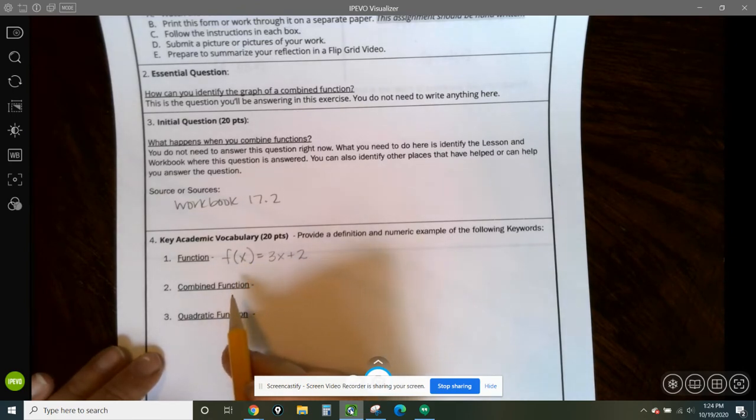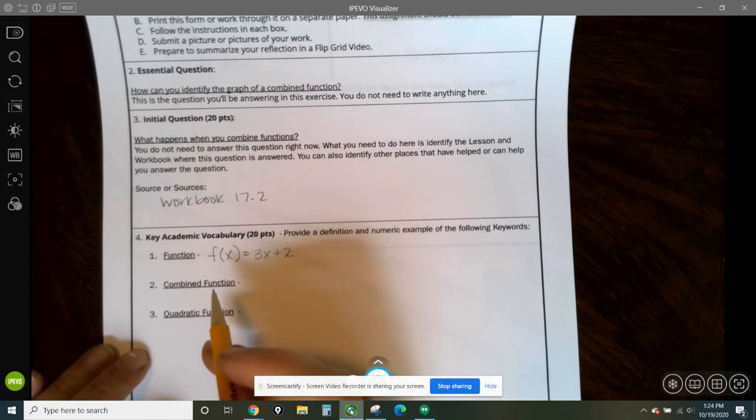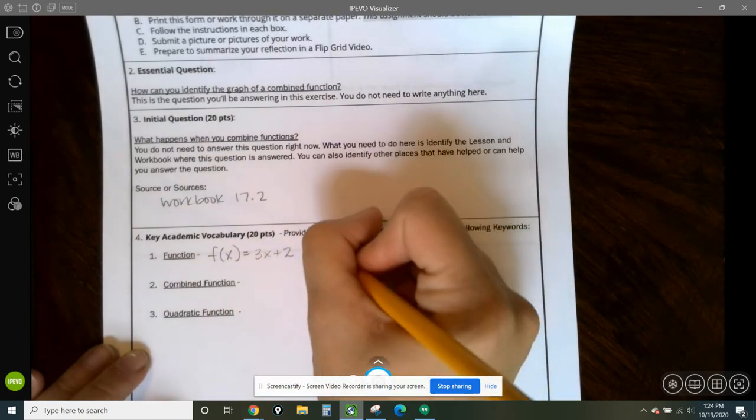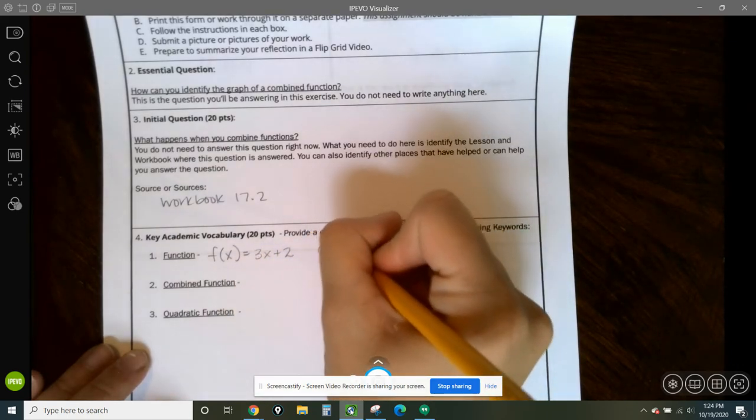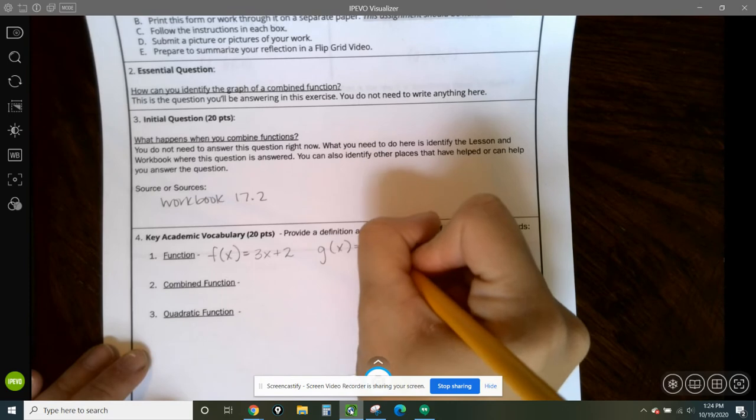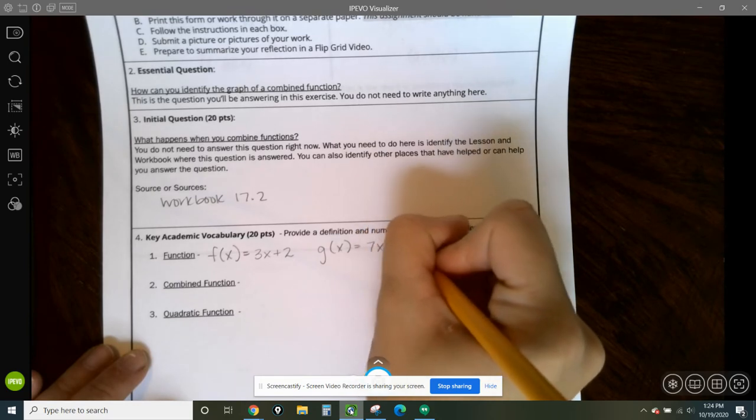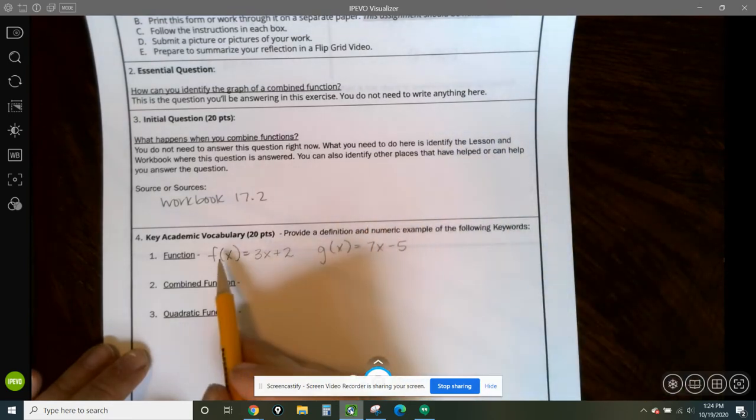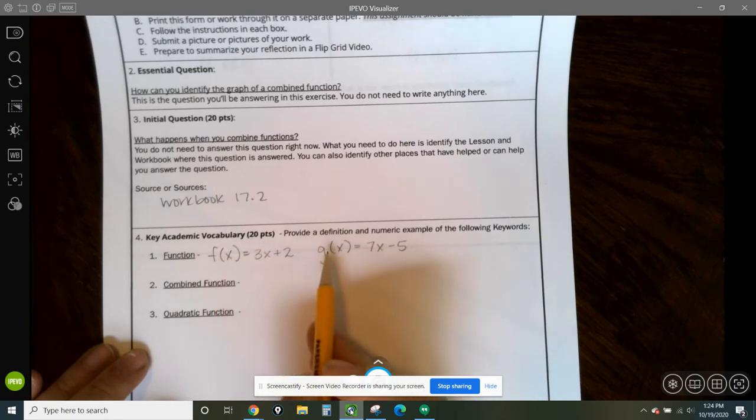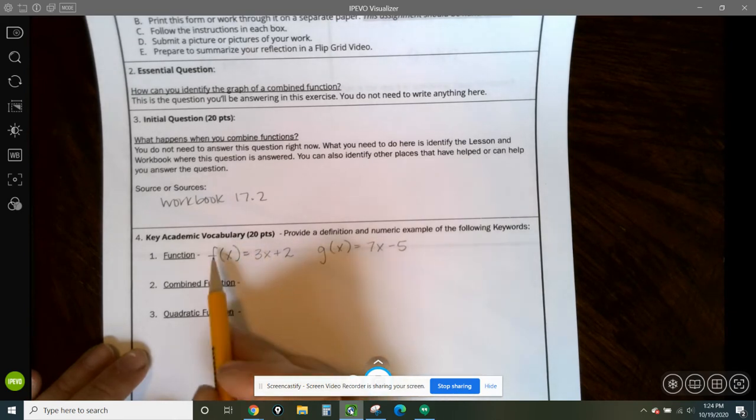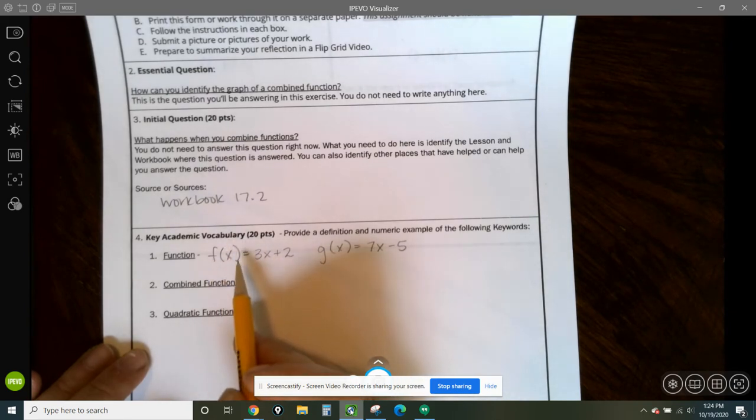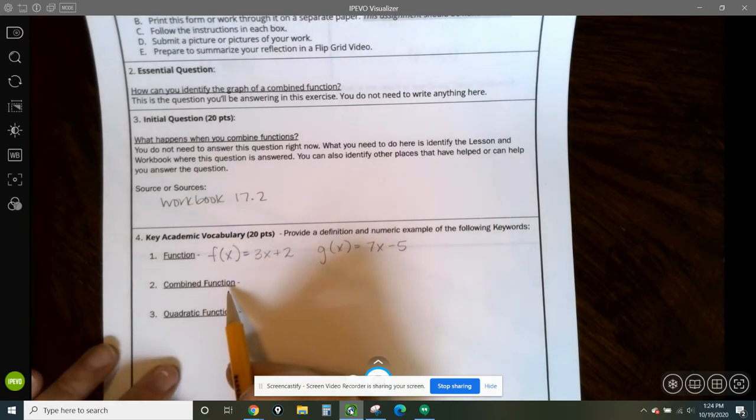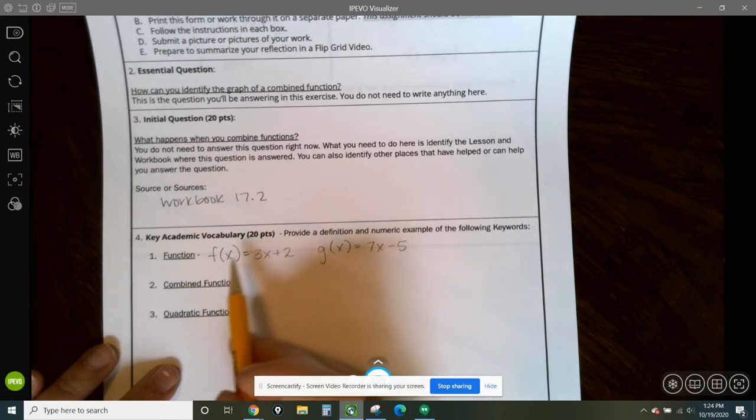So a combined function is going to look a little different. Actually, let's add one more thing up here to the function. Let's also do g of x equals, how about 7x minus 5. So it doesn't have to be an f, it could also be a g. You could really use any letter you want, but it's this notation with the x in parentheses that makes it function notation. Now for the combined function, this is where we multiply two functions together.